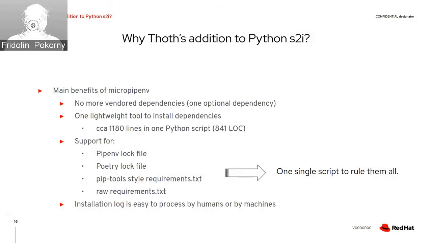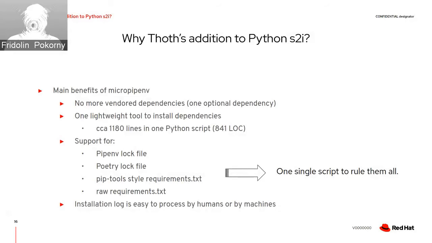But even though it's that lightweight, it supports pipenv lock files, poetry lock files, pip-tools style requirements.txt files, requirements.in files, and also raw requirements.txt files, as one would use, for example, with setup.py script. So one can say it's one single script to rule them all.